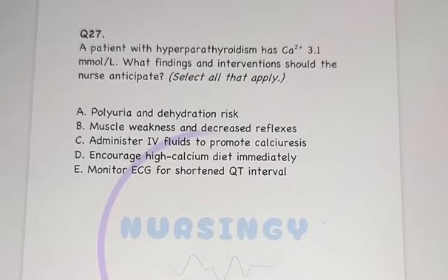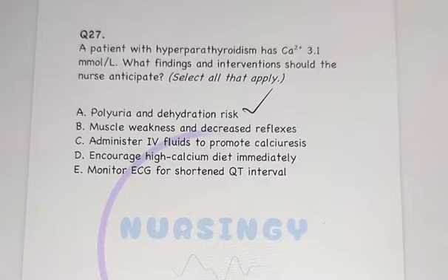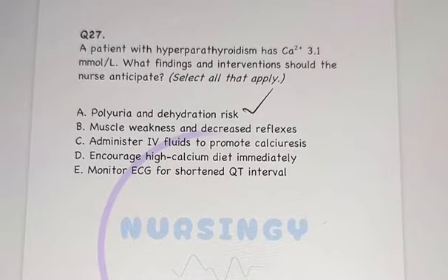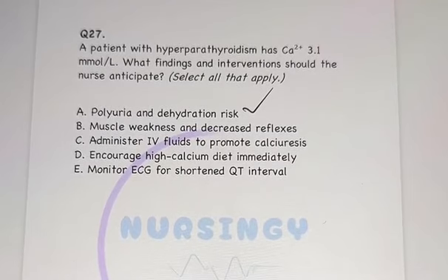Is A correct? Yes, A is correct, especially because hypercalcemia will impair the kidney's function to concentrate the urine. So the body will start excreting too much urine, and then the patient will have dehydration. Option B: muscle weakness and decreased reflexes.